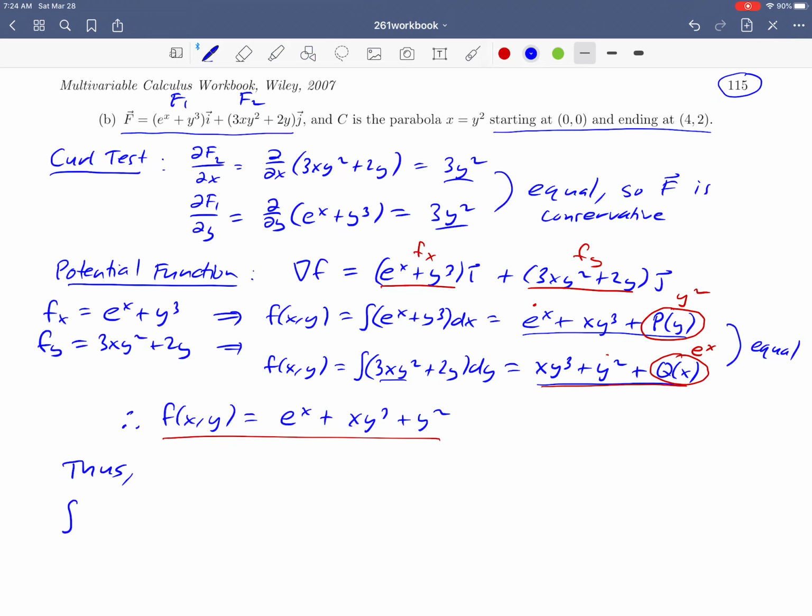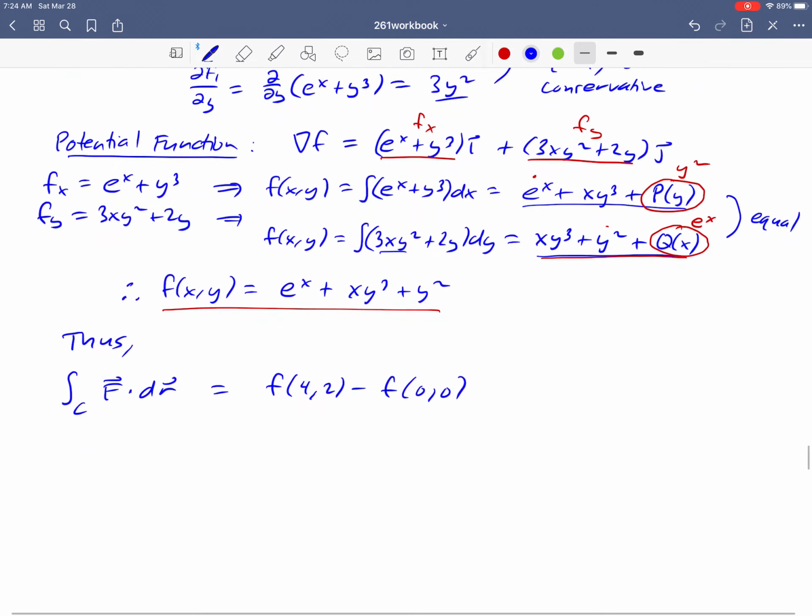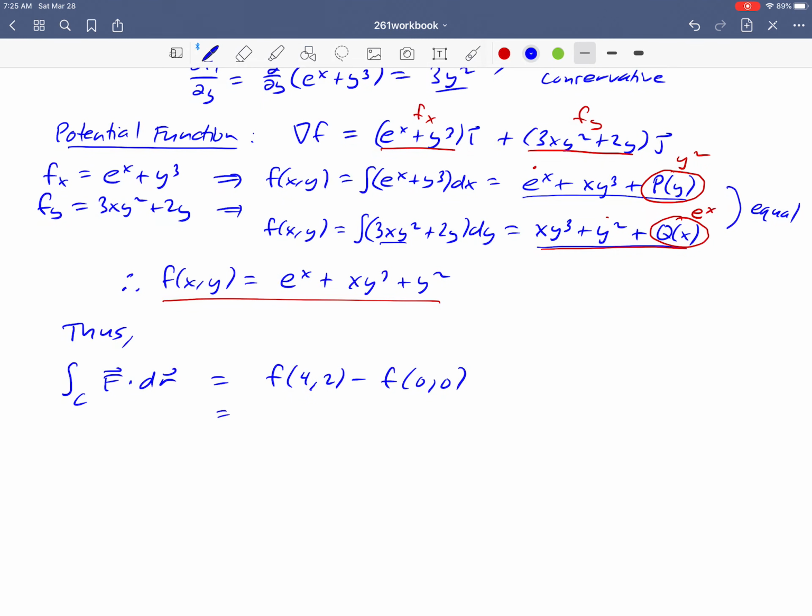Once we have that potential function, we are ready to actually calculate the integral. So for this line integral along the parabolic path, all we really need to know to do that integral is the starting and the ending point. There's (0, 0), and (4, 2). We're just going to substitute both of those into our potential function and subtract them.